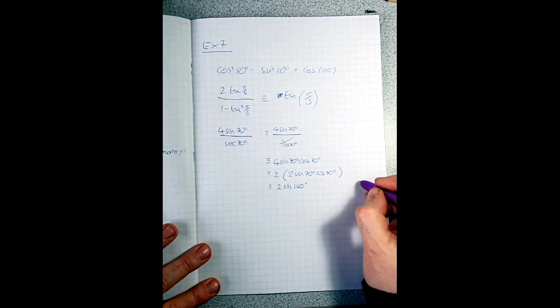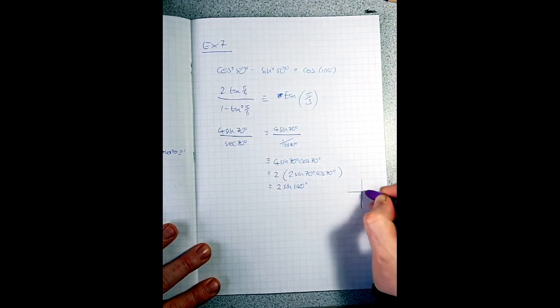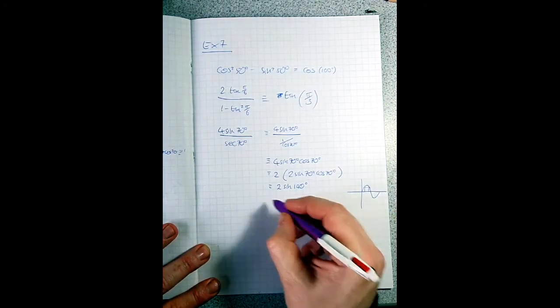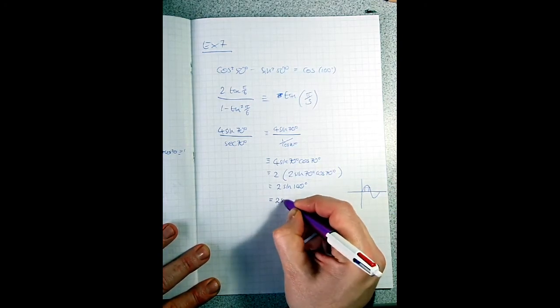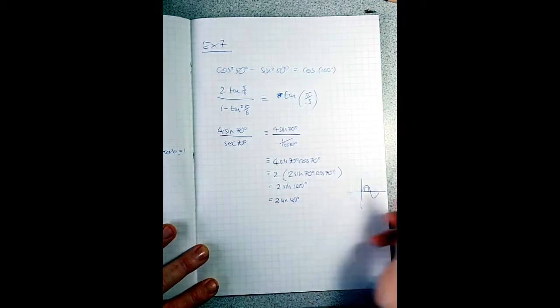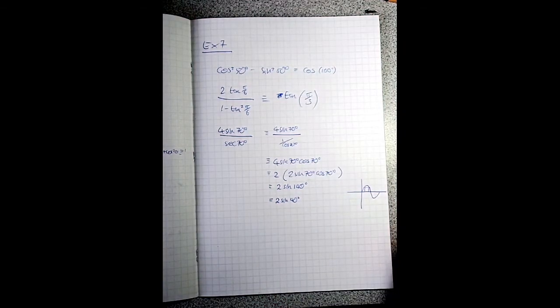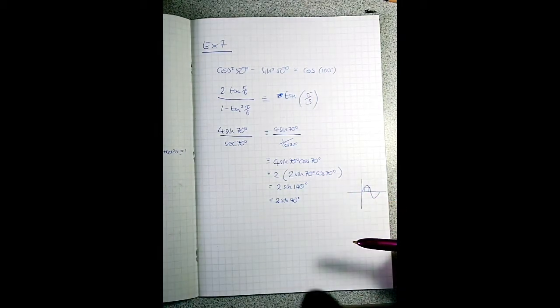I could go further than that, I guess, if I was asked to. There's my sine graph, and I can see that the sine of 140, well, that would be the same as sine 40, so I could write that, but I don't. It hasn't asked me to, so that would get full marks for this sort of question.